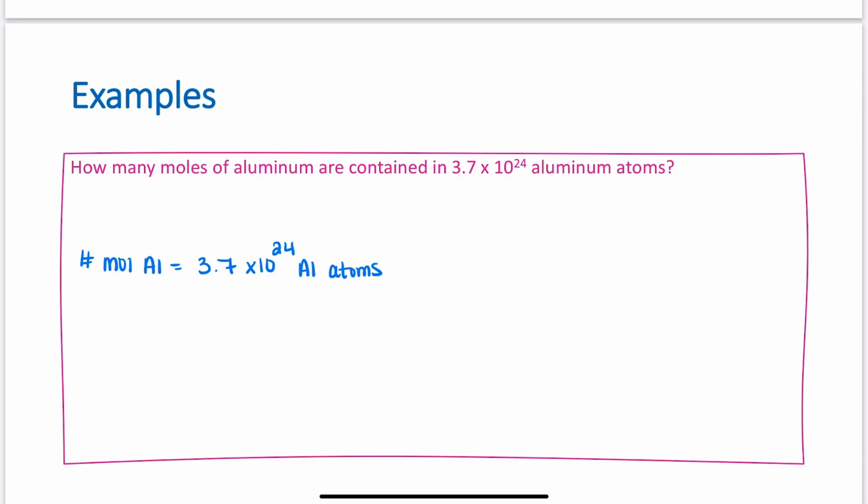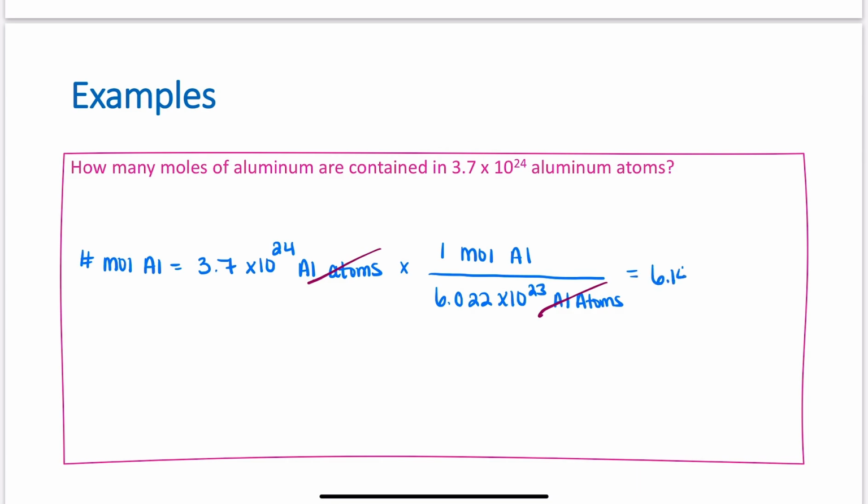I just want to go from moles to atoms, or atoms to moles in this case. It's pretty straightforward. I want to find moles, and I know 1 mole of aluminum contains 6.022 times 10 to the 23rd aluminum atoms. Cancels out my aluminum atoms, it gives me moles of aluminum. Plug it in my calculator, and I get 6.14 moles of aluminum.